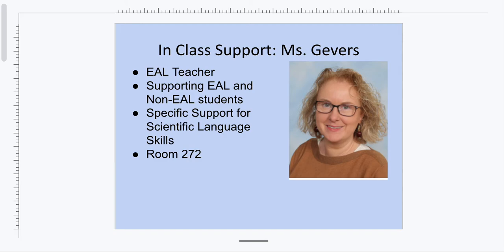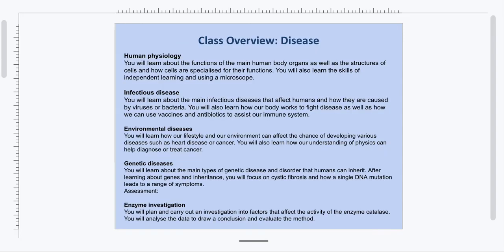Okay, if this is the EAL class for grade 10, then you'll already know Ms. Giefers. She is our in-class EAL support. Think of her as a second teacher, someone whose main focus is on language and scientific language skills, but she is a support for everyone in the room, and you'll be seeing a lot of her.